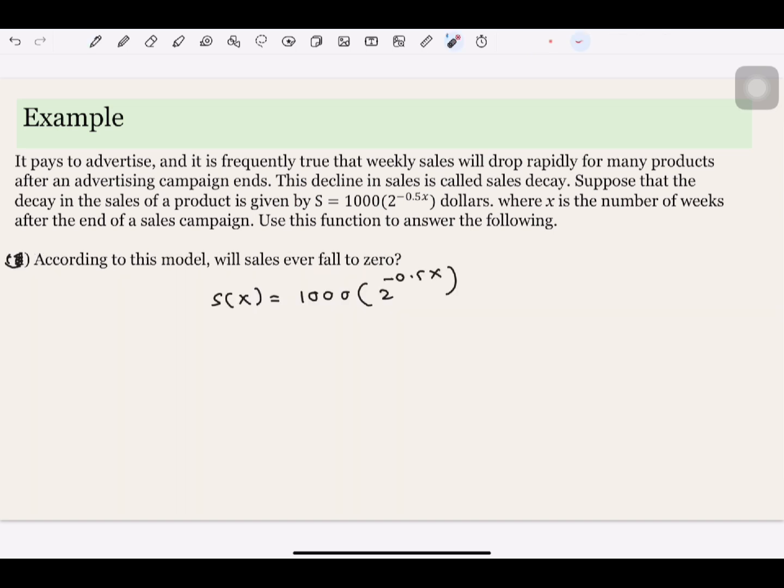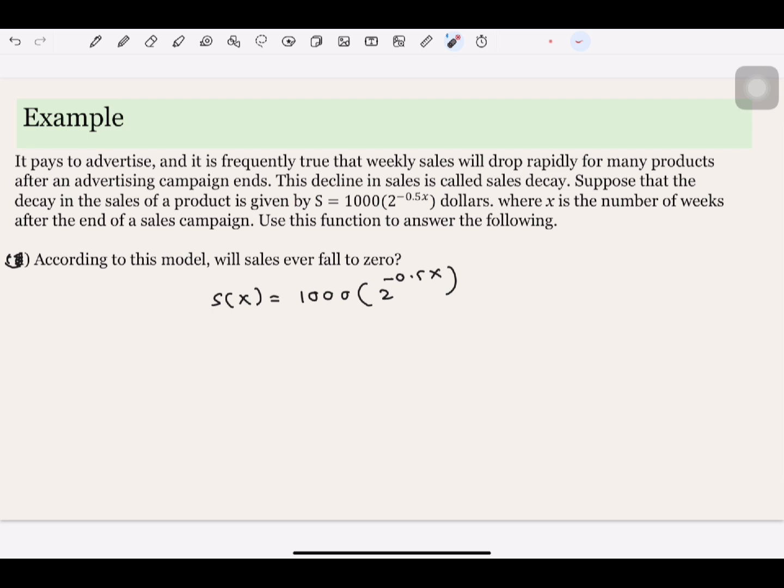Okay, part C. According to this model, will sales ever fall to zero? Let's think about the model. The model is 1000 multiplied by this exponential function. This is an exponential decay function. So what do you think? Will the sales ever fall to zero? Actually, no, because the sales will never actually reach zero.